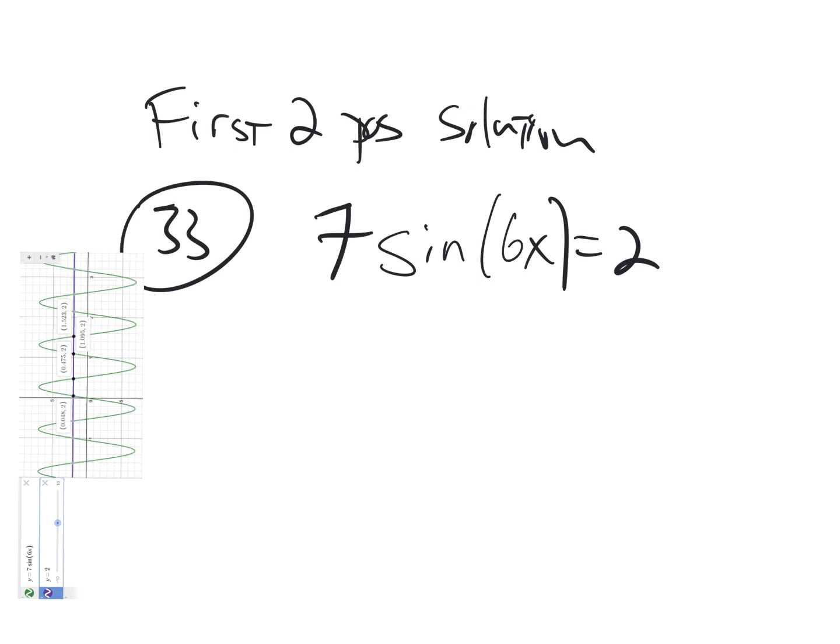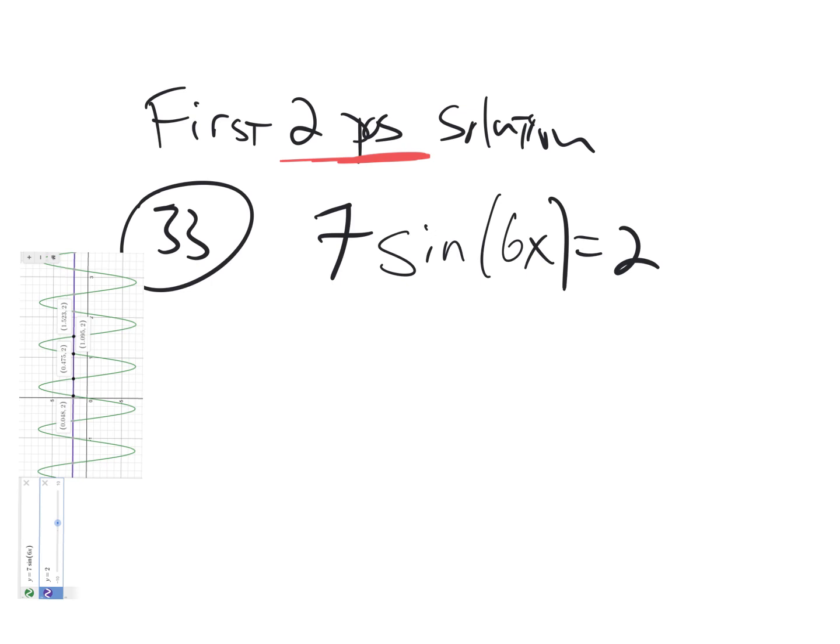So here's another equation. This is asking for the first two positive solutions because they aren't specifying 0 to 2 pi. We only need two answers. And I'll show you why in this video.